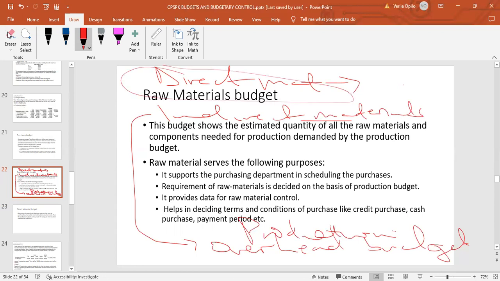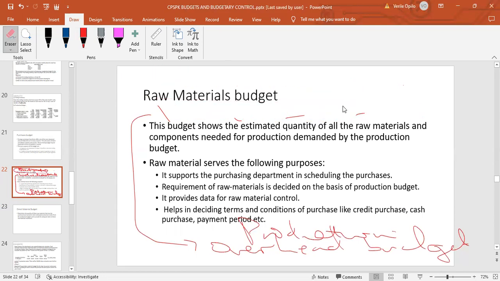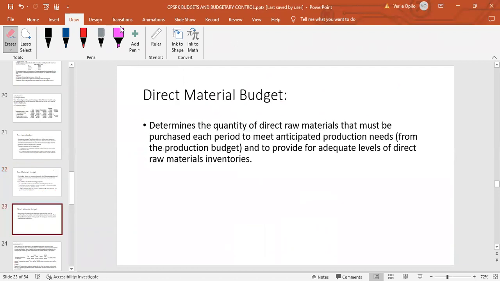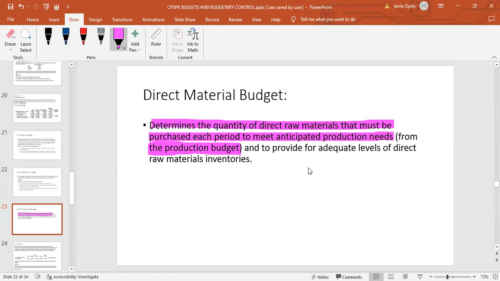But the direct materials are the ones that you can trace to the final unit of the product, and they also make up part of the final product. So in that case, let's look now at the direct materials budget. The direct materials budget basically determines the quantity of direct materials that must be purchased in each period in order to meet the anticipated production needs. And this one is going to be influenced by what is included in the production budget.